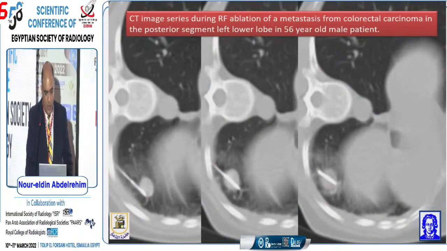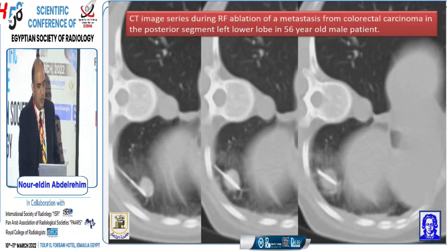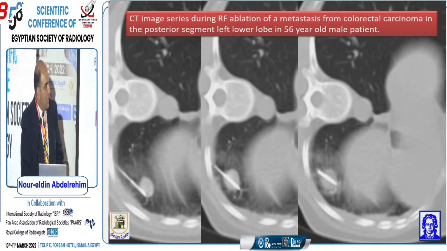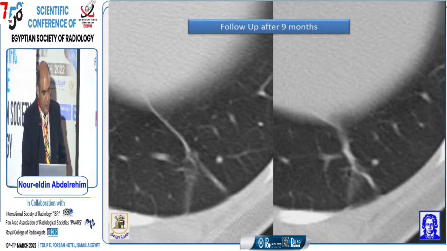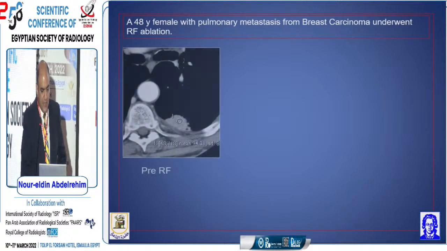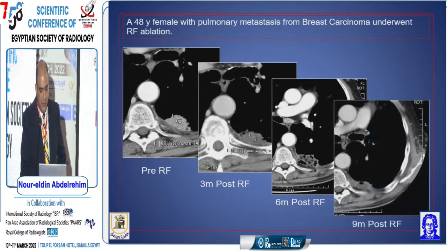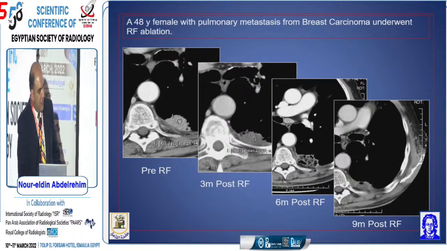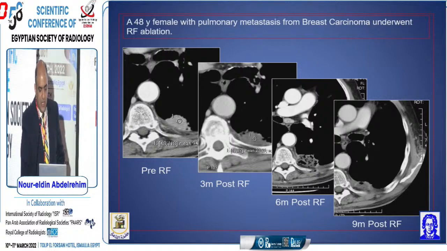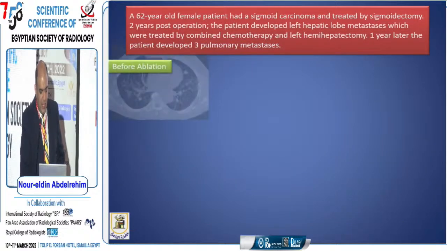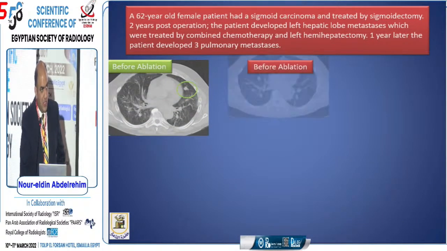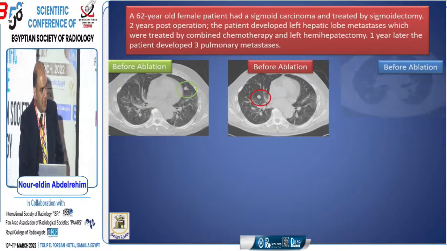This is a case with CT-guided images for an RF lesion, metastatic colorectal cancer in the posterior segment of the left lower lobe. After ablation, you can see the presence of scarring tissue at the tumor bed, denoting complete success. This is a metastatic deposit of breast cancer that underwent radiofrequency ablation, and you can see regression of the size as well as the contrast enhancement pattern post-ablation at the follow-up at 9 months. Another advantage of the ablation technique is the multiplicity of the lesion.